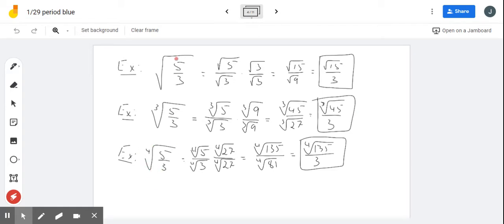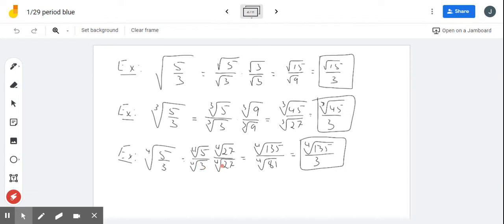Once again, we'll look at the same problem, but change the index. Now it's the 4th root of 5 over 3. There's a fraction underneath the radical, so we'll break it up. Do the 4th root of 5 over the 4th root of 3. Okay, now I need to get it to the next perfect fourth, which in this case is 3 to the 4th, or 81. So we're going to multiply really by 3 to the 3rd over 3 to the 3rd.